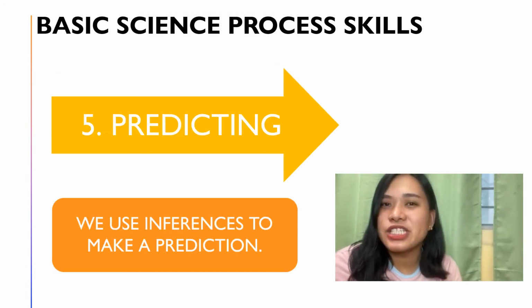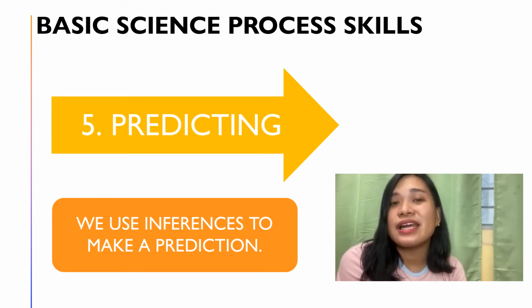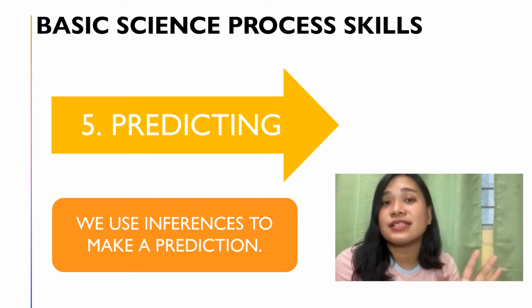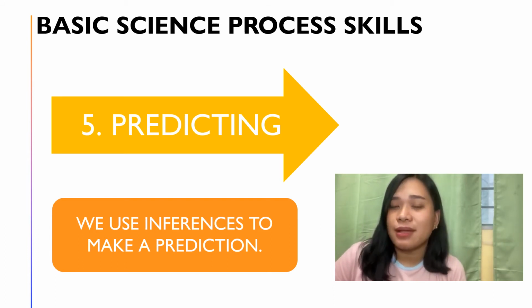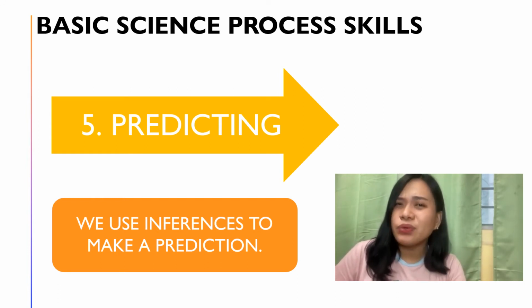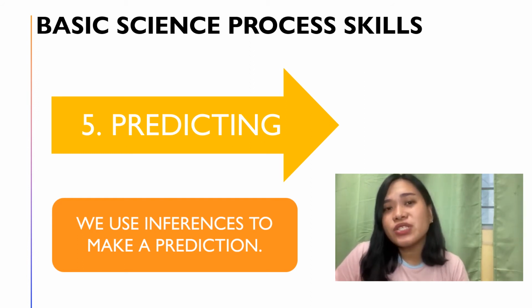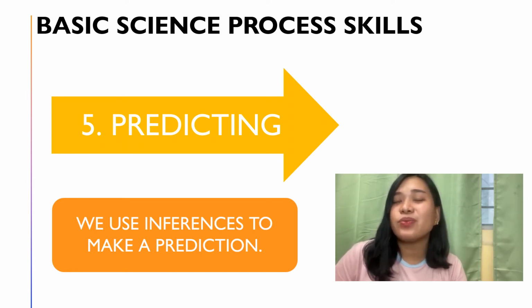Fifth basic science process skill is predicting. When we make a prediction, we use our inferences to predict future events using current evidences. For example, your observation is that when you put ice under the sun, it will melt. Your inference would be heat causes the ice to melt. What would be your prediction? The prediction can be when you put ice cream under the sun, it will also melt.